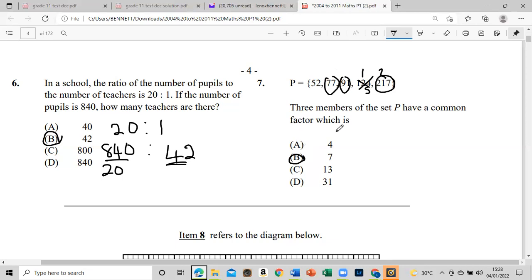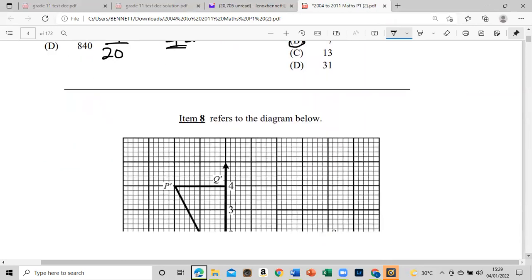What I did, guys, I just basically tried them as I go along. Next, I would have tried 13 and then 31, but fortunately, we don't need to. So 7 is the answer for that one.